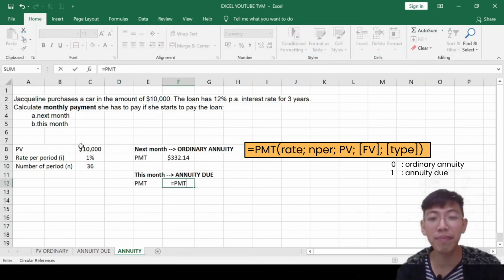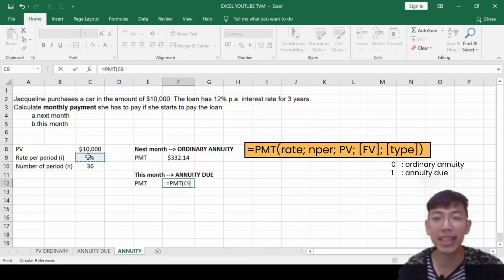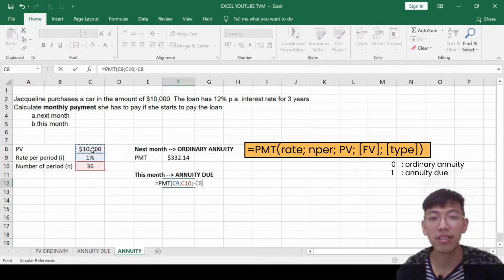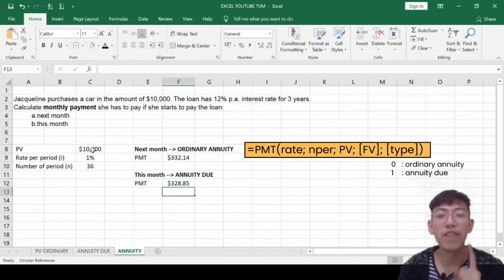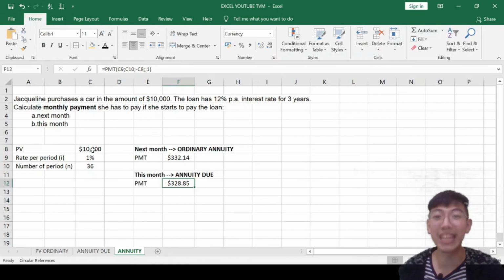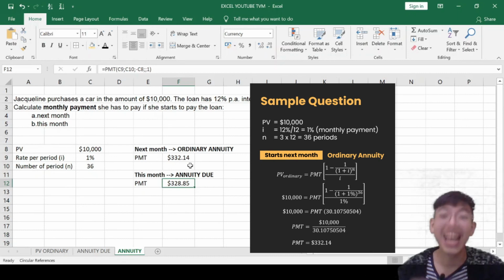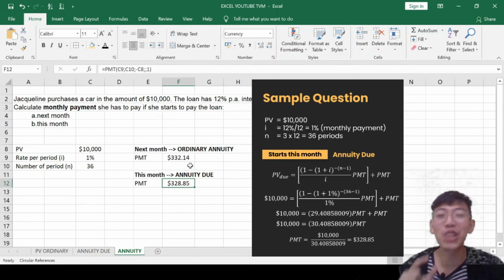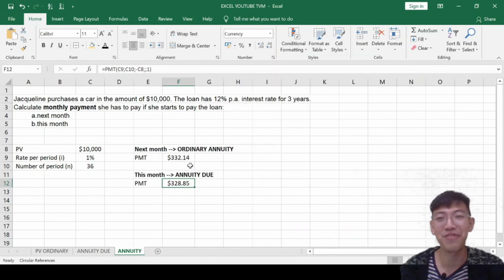How about annuity due? Same way, PMT, open bracket, the rate, the N, the PV, put the negative sign on PV, FV, just keep it, the type is 1. We can find the PMT is 328.85. If we compare with our previous calculation in the previous video, the PMT of ordinary annuity is the same, 332.14, and for annuity due, it is also the same, 328.85.